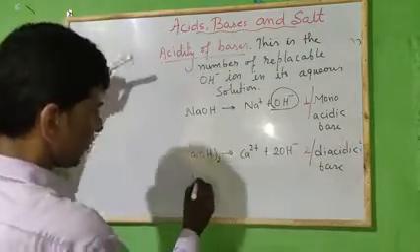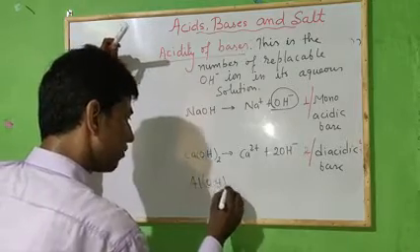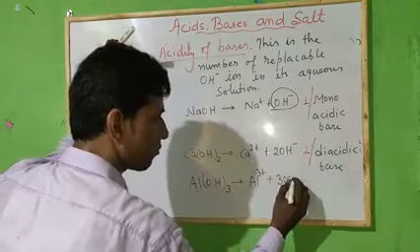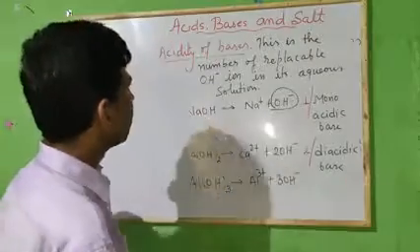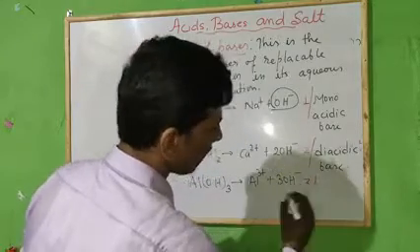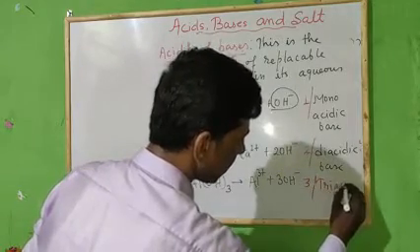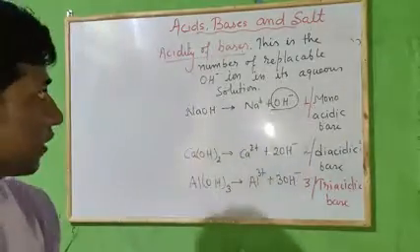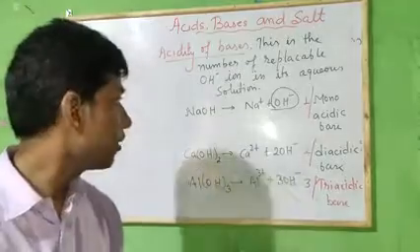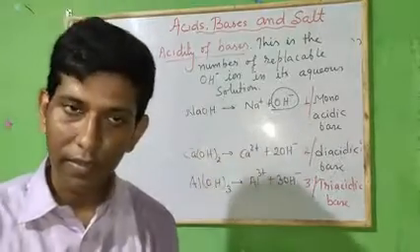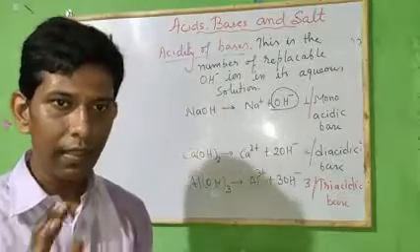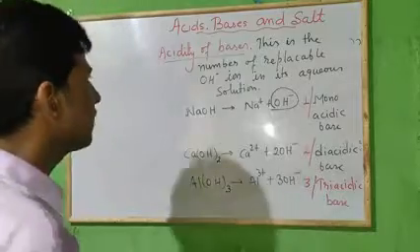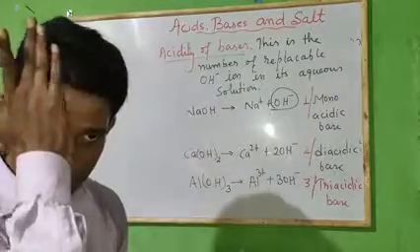Suppose you take another example, Al(OH)3, aluminum hydroxide. It will form Al3+ and release 3 OH-. So its acidity will be 3 and it is a triacidic base. So dear children, acidity we can find out only depending upon how many OH- ions are released when the base comes in contact with aqueous solution. Clear?